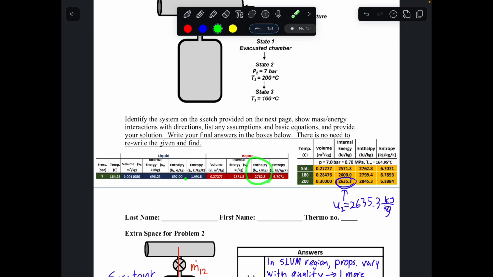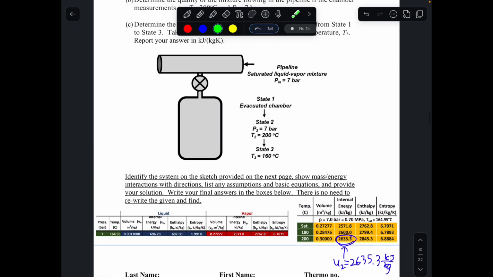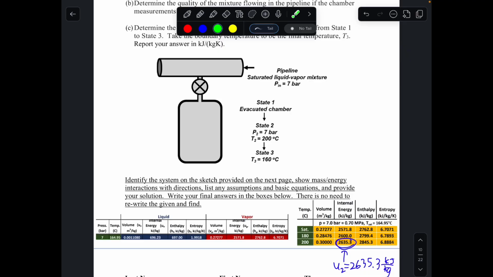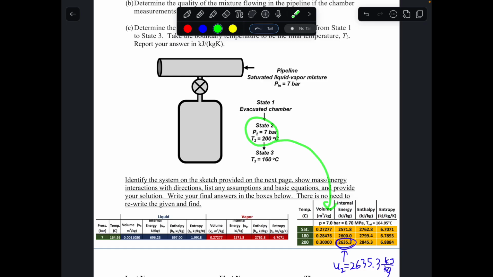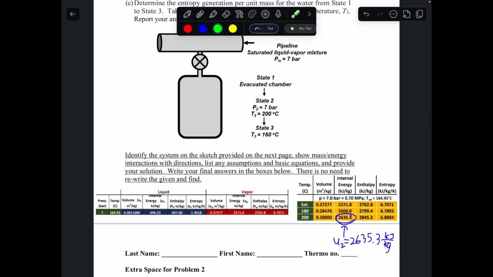And like we said, that should be equal to our H2, which will be somewhere in between these two values for enthalpy in the saturation region. So for our H in, we want to use these SLVM tables because we are in the saturation region here. But here in state 2, we are in the superheated vapor region. So SLVM for the pipeline, but superheated vapor for the tank. So make sure you understand that.